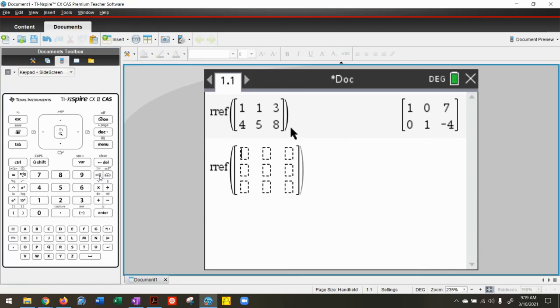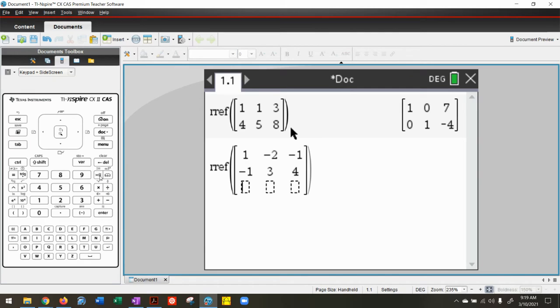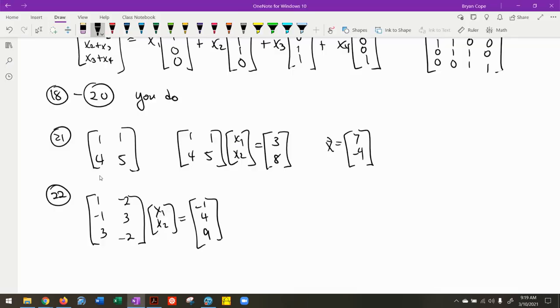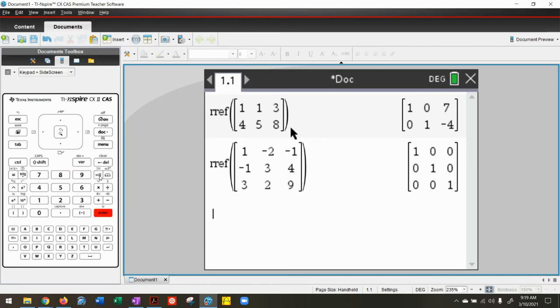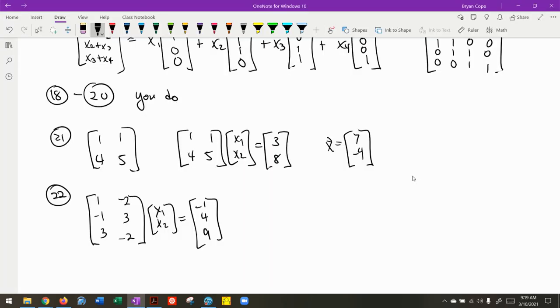So we've got 1, -2, -1. We've got -1, 3, 4, and 3, 2, 9. Okay, so inconsistent. Because this is an augmented matrix, we have a last row of 0, 0, 1. So we know that there is no x. There is no input that produces that output. So no vector x exists such that T(x) equals that output vector (-1, 4, 9).